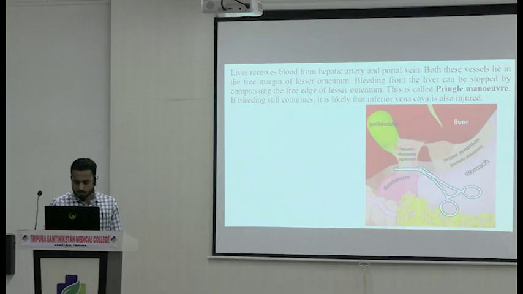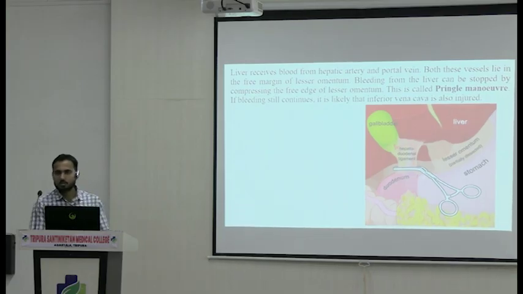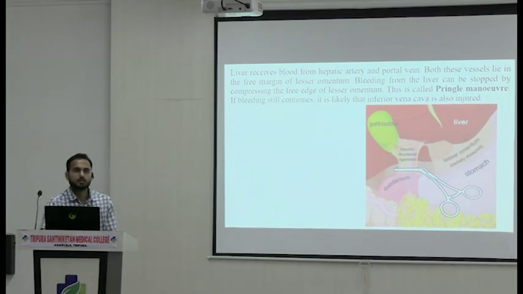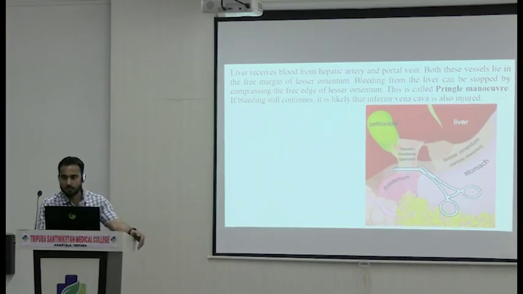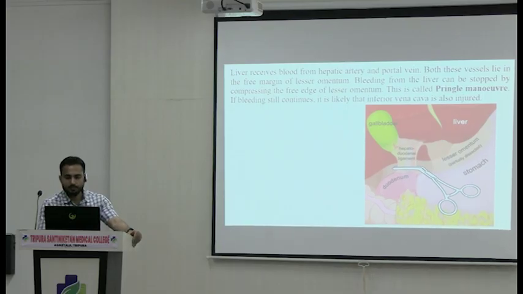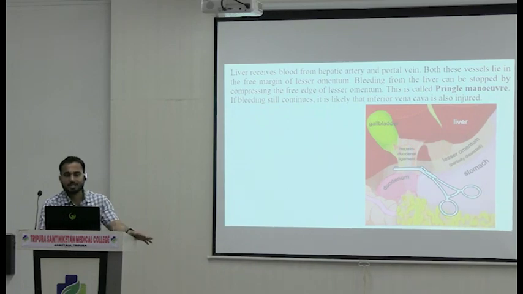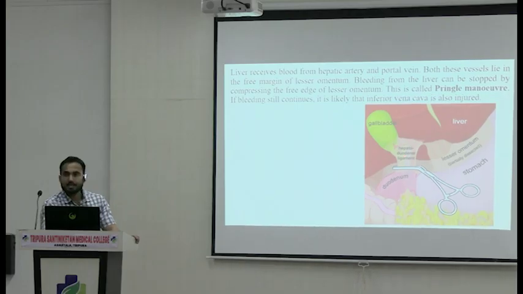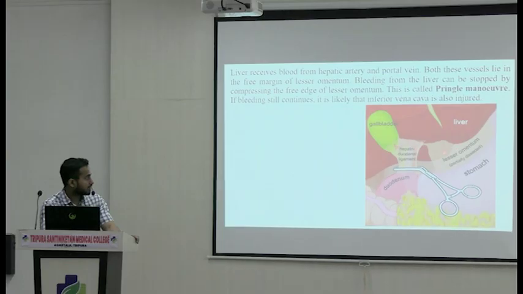Next is the Pringle maneuver. Anyone, have you heard about this Pringle maneuver? We know that the liver is a highly vascular organ. So if there is any bleeding from the liver, in order to stop that bleeding, what is done? We know that the lesser omentum has two parts: one part attaches to the lesser curvature of the stomach, and one part is attached to the first few centimeters of the duodenum.